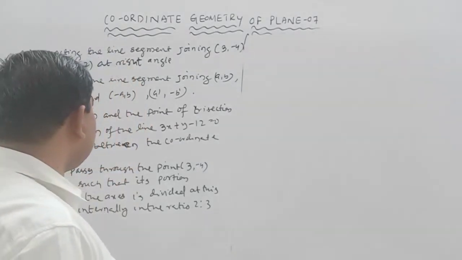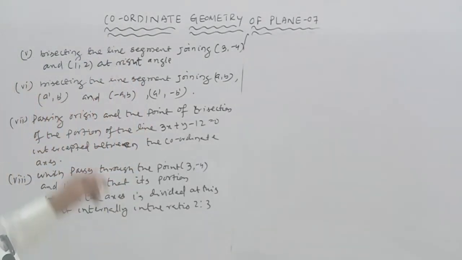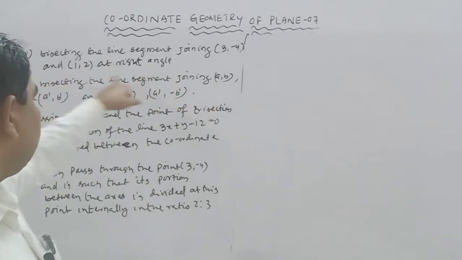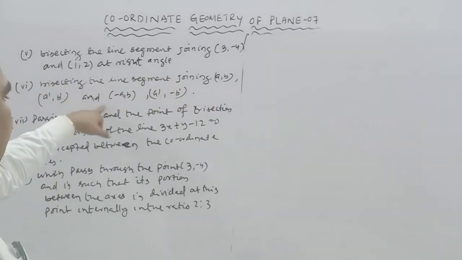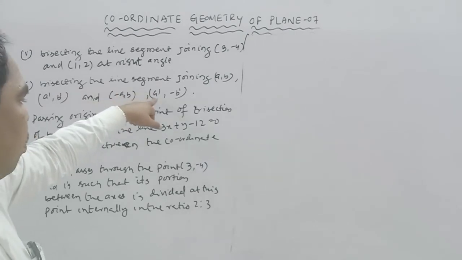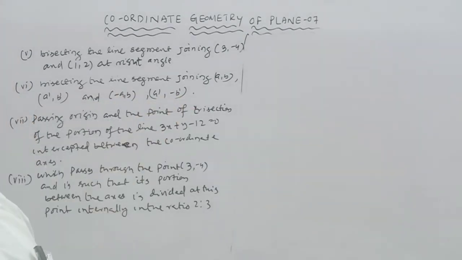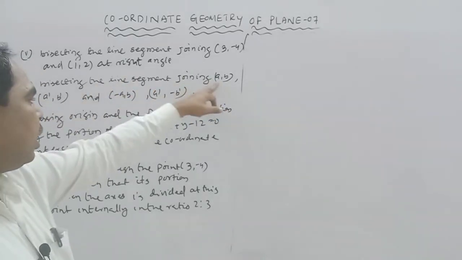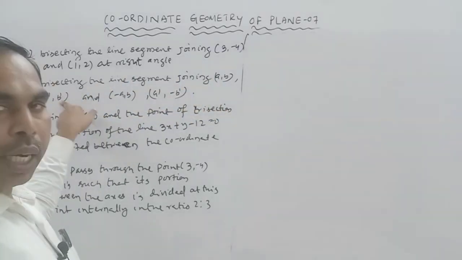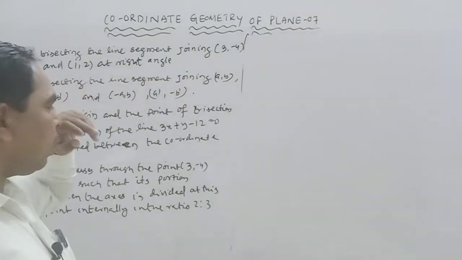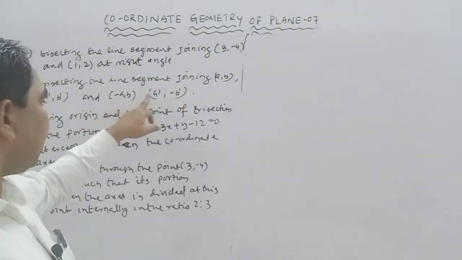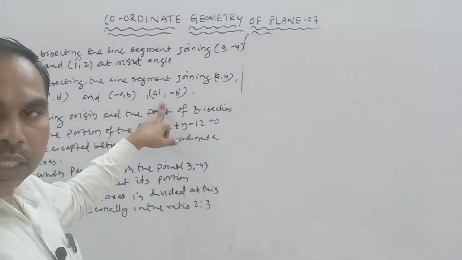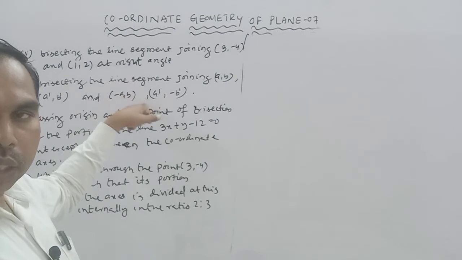Next question: find the equation of the straight line bisecting the line segment joining A, B and A dash, B dash, and minus A, B and A dash, minus B dash. So A, B and A dash, B dash, joining 2 points, we get a straight line. Find the midpoint of this line. Similarly, minus A, B and A dash, minus B dash, joining these 2 points, we get another straight line. So find the midpoint of this straight line.